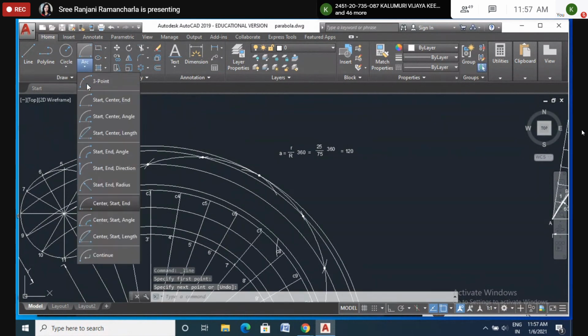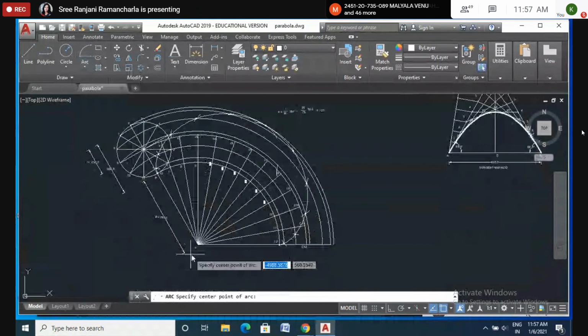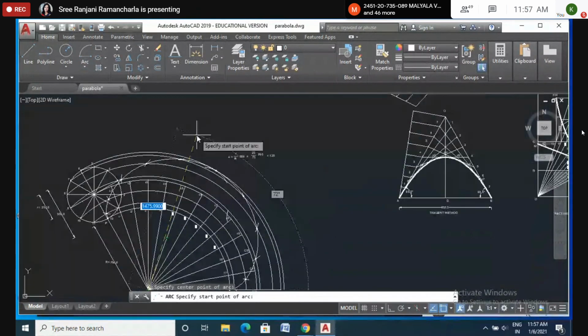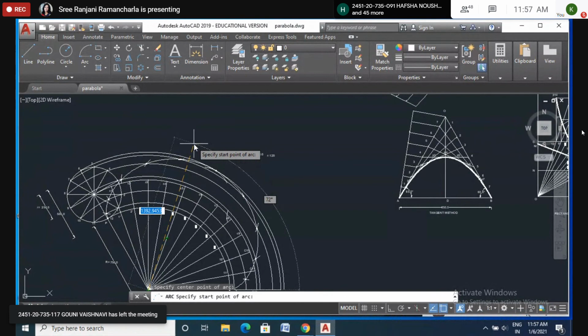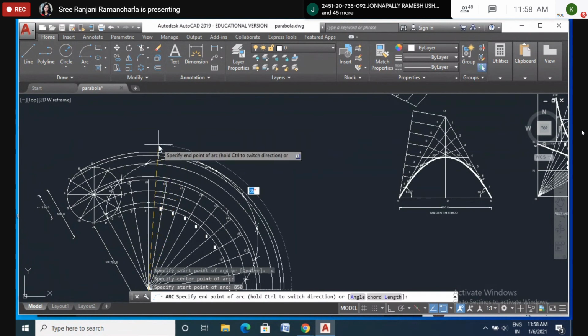I take the arc method. Center, start, end. Okay. Center. So this is center. You take this as center. And start. So I'm just putting my cursor here. I don't know where it is. Here I will type 850. 8.5. Enter. Right. Now you see here, 8.5 I got here.